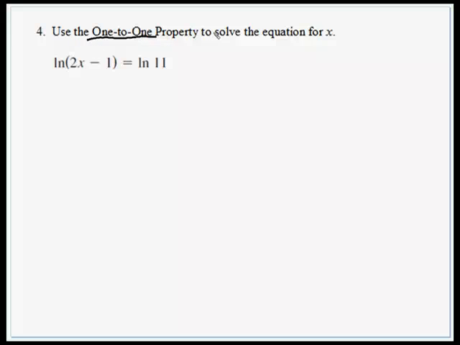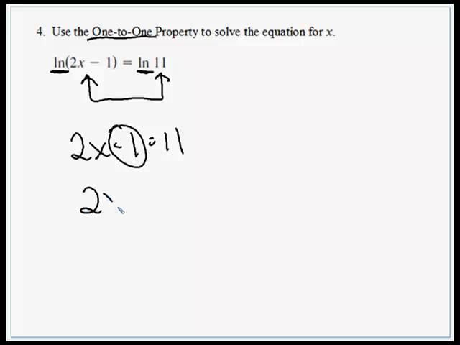Use the one-to-one property to solve the equation for x. So we have the natural log here equal to the natural log here. Well, the one-to-one property says, since those logs are the same, we can set 2x minus 1 equal to 11. And of course, we'll add 1 to each side. 2x equals 12. And we'll divide by 2 and get x equals 6.